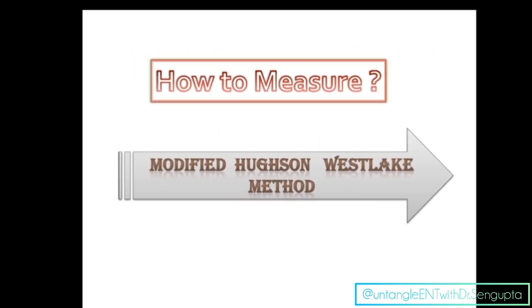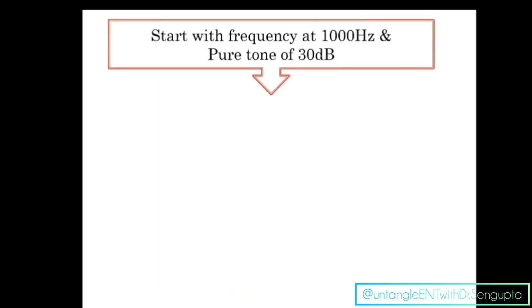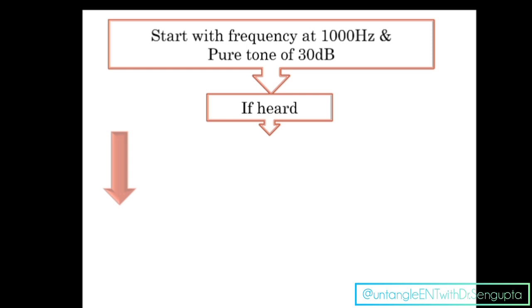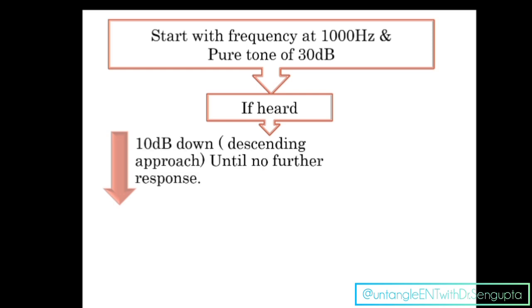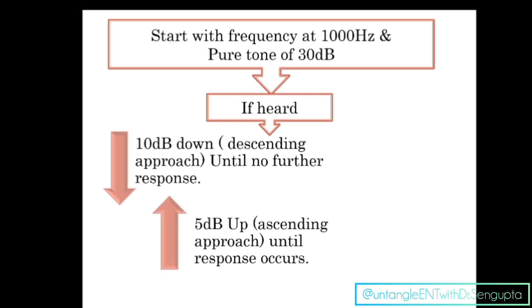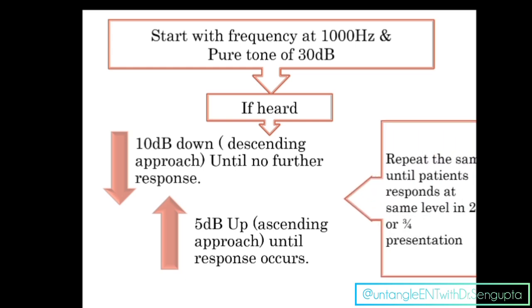Now let's learn how we do the pure tone audiometry. There is a method which is named as modified Hughson-Westlake method. What do we do in it? We start with a frequency of 1000 Hz and a pure tone of 30 decibel and check if the patient can hear it. If the patient can hear it, then we go in a descending approach. That is, we go 10 decibel down until no further response is obtained. And when we see that patient is not responding, then we go 5 decibel up, that is the ascending approach, until the patient again responds.